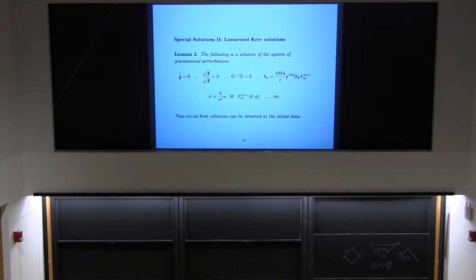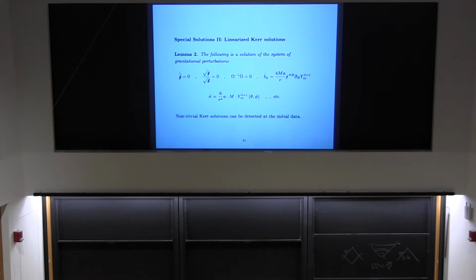The other special solutions that I want to emphasize are the linearized Kerr solutions. You can take the Kerr family of solutions, express them in the double null coordinates that I mentioned, and then linearize with respect to the angular momentum parameter. You read off what the solution is to linear order, and you have what you call the linearized Kerr solution. Again, you can compute this explicitly. I've given you the formulae here. The point is that essentially the solution can be parameterized by the l equals 1 spherical harmonics.